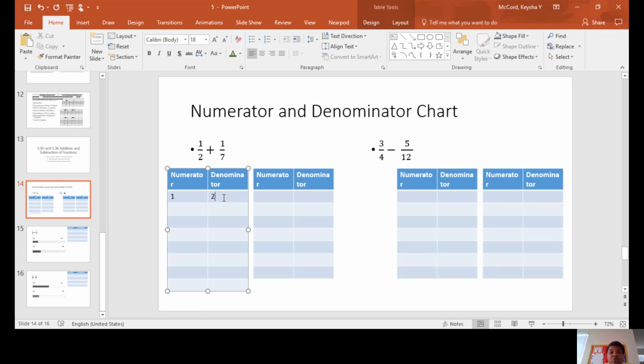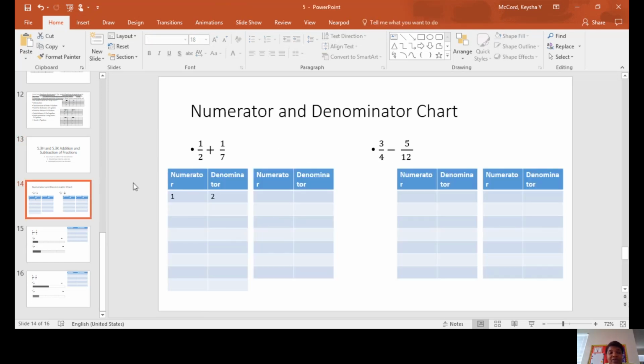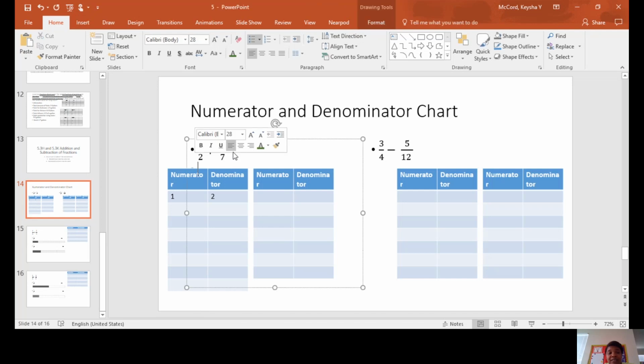Now, we're going to make our numerator-denominator chart because I want to add 1/2 plus 1/7. Now, if we go back to our rules, my denominators have to be the same. 2 and 7 are not the same. So I need to make them the same. So let's get started. We're going to use our chart to help us.